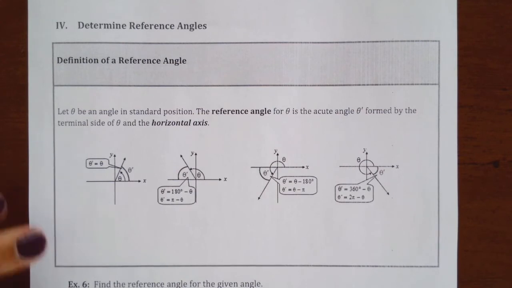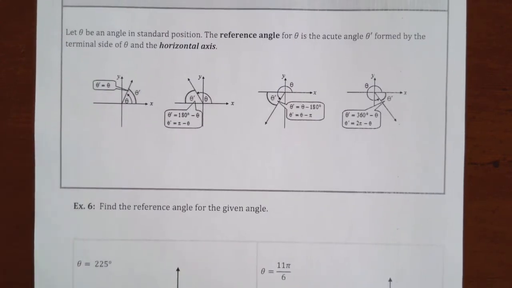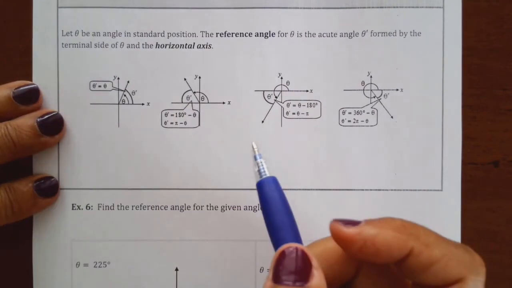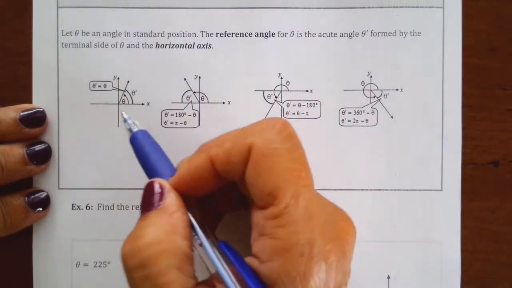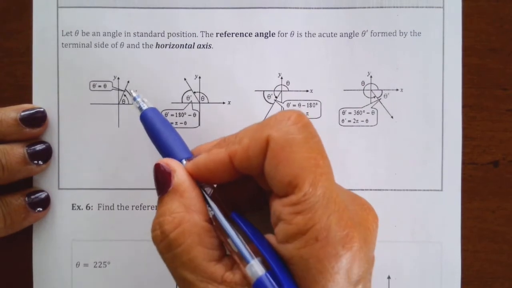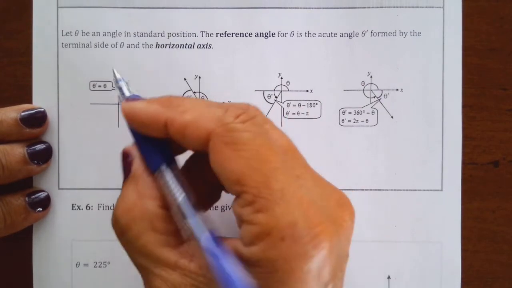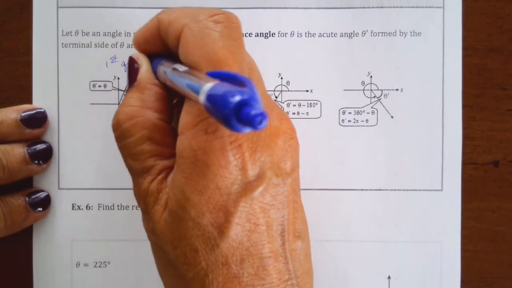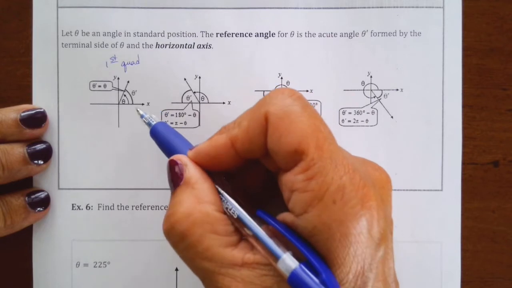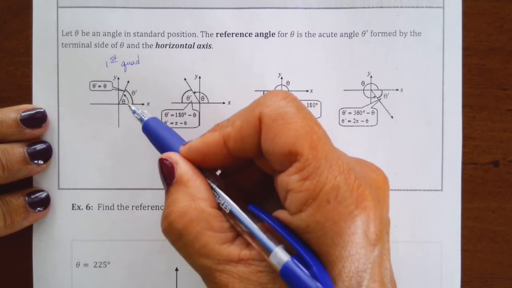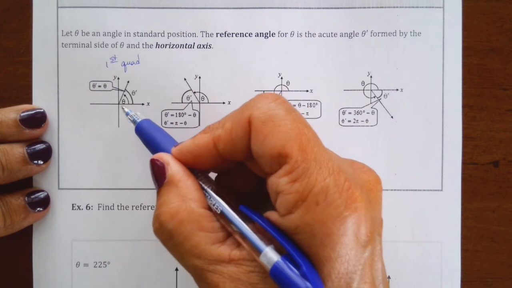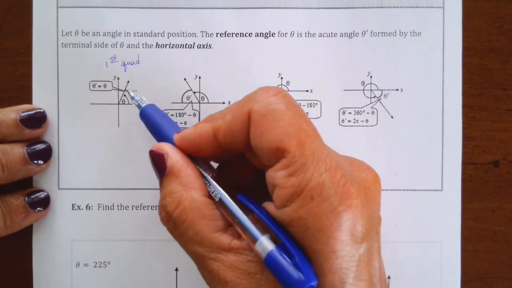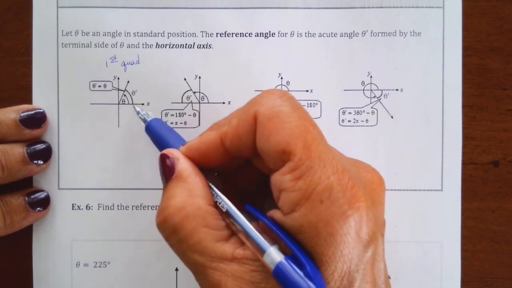All right, so we're going to find some reference angles, and here they're kind of showing you how to get them. But a lot of this is just kind of common sense. So this picture is showing you that if you have an angle in the first quadrant, then the angle that you make with the x-axis is the same thing as the reference angle. So theta and theta prime would be the same thing, because that's the distance it is from the x-axis. So that would be the angle measure.